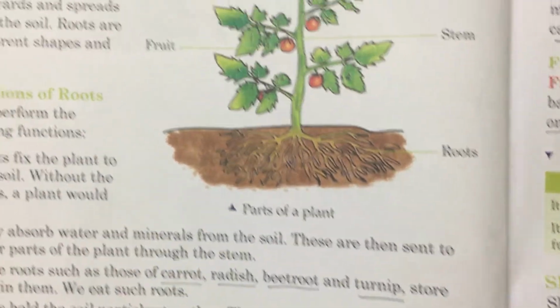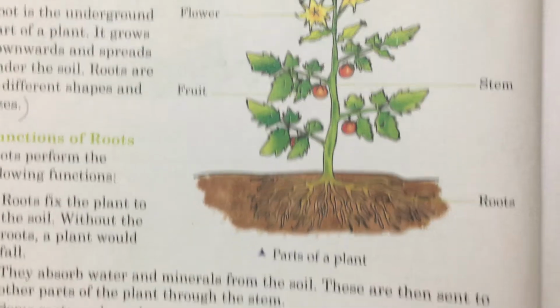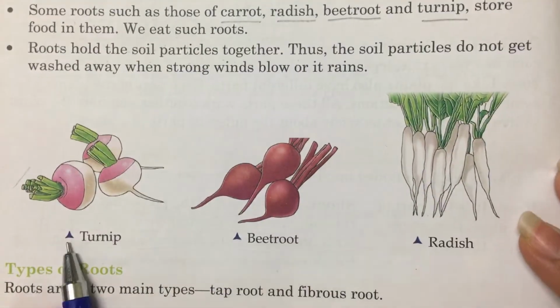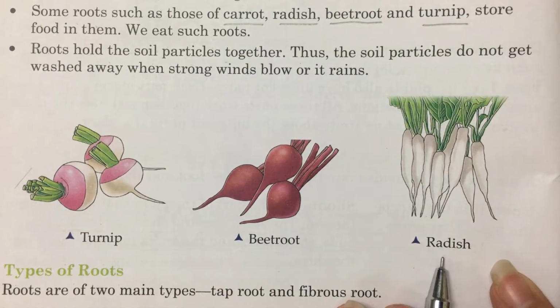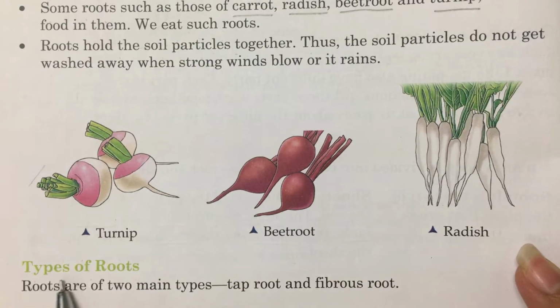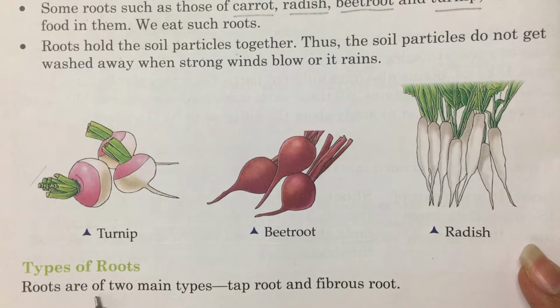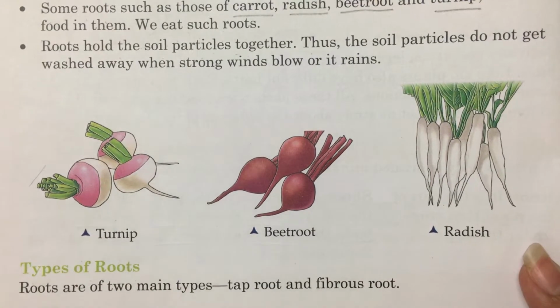Thus, the soil particles do not get washed away when strong winds blow or it rains. So in this picture, you can see the parts of a plant, and here down you can see the turnip, beetroot, and radish roots. Now, types of roots. Roots are of two main types, taproot and fibrous root.